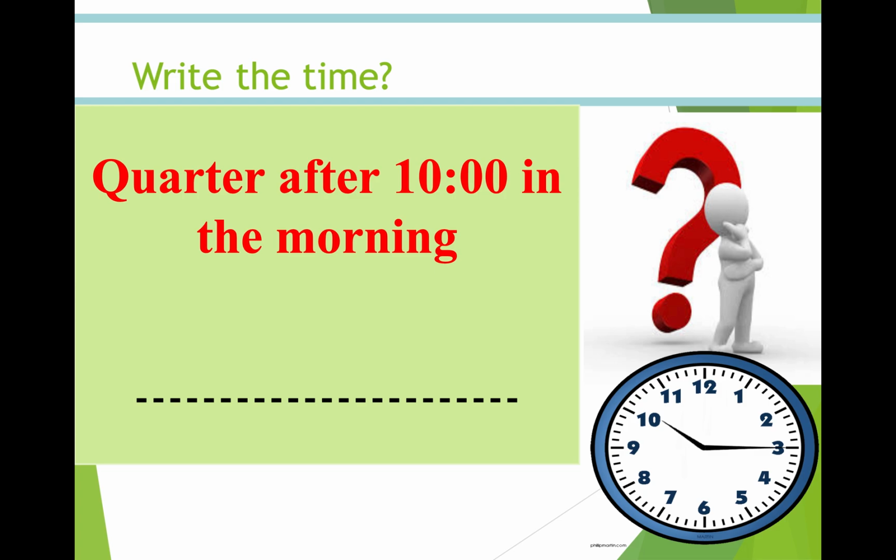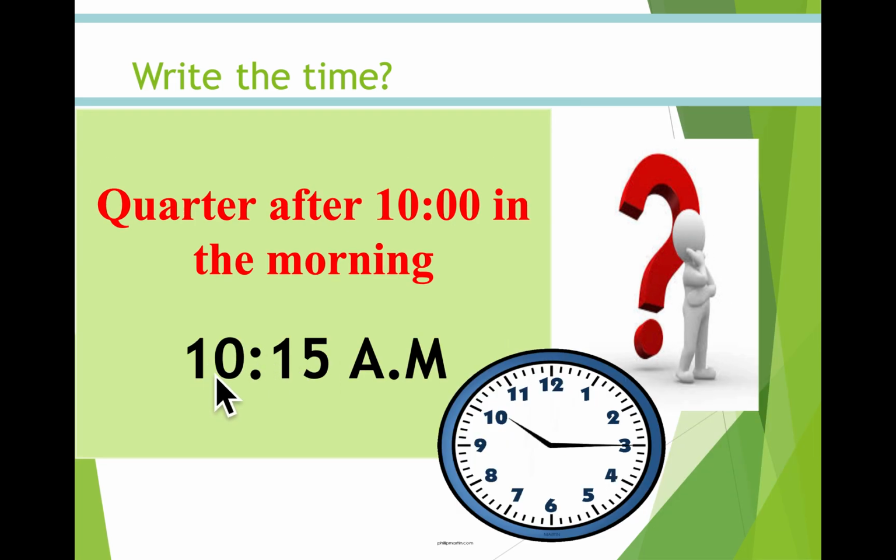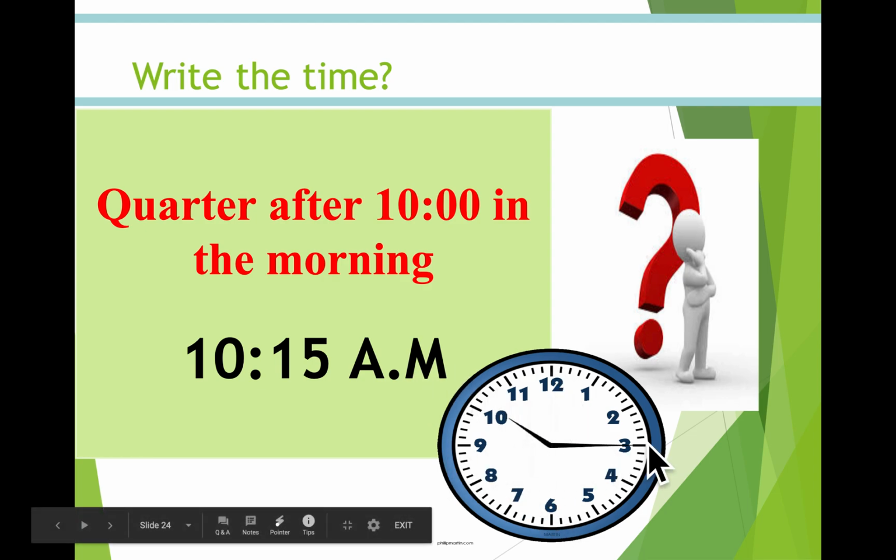A quarter after 10 in the morning is 10:15 a.m. Think, if our clock is split into quarters, if it is split into fours, this first quarter is 15 minutes. Our next quarter is 30 minutes. The quarter after that, 45, and the quarter after that is our next hour. So a quarter, 1/4 after 10 in the morning is 10:15 a.m.